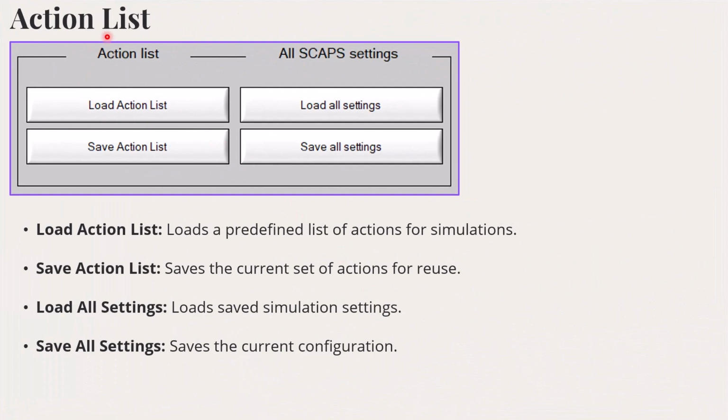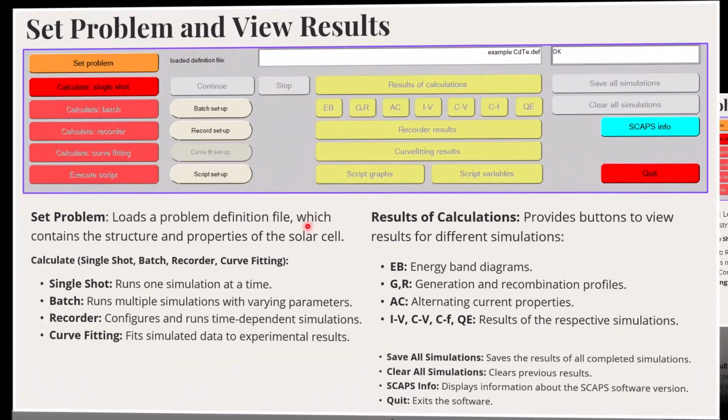Lastly is the action list. The action list helps you to load predefined actions for simulation. You can also save actions that you want to simulate in future using the save action list. You can load all action settings, which loads saved simulation settings. You can also save all settings, which helps you to save the configuration.